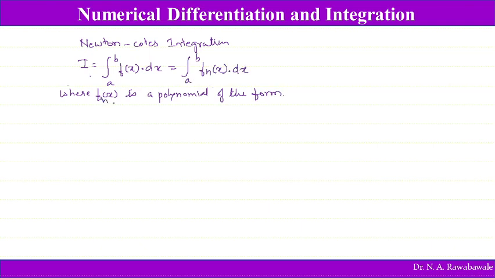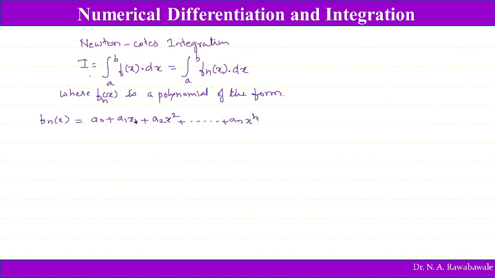So this fn of x is a polynomial of the form fn of x is equal to a0 plus a1 x plus a2 x square plus, and so on, plus an x to the power of n. So this is one polynomial.